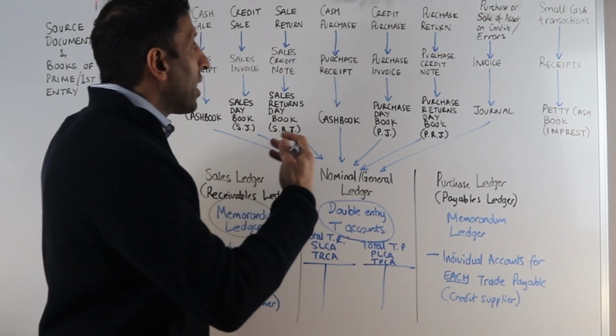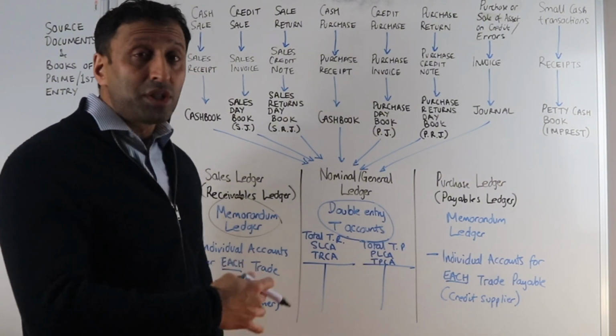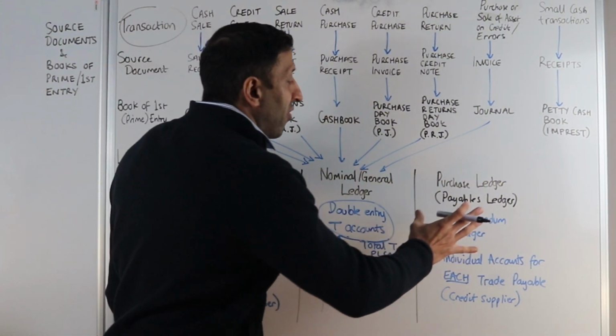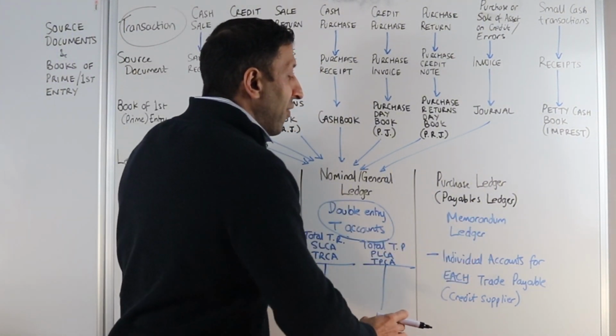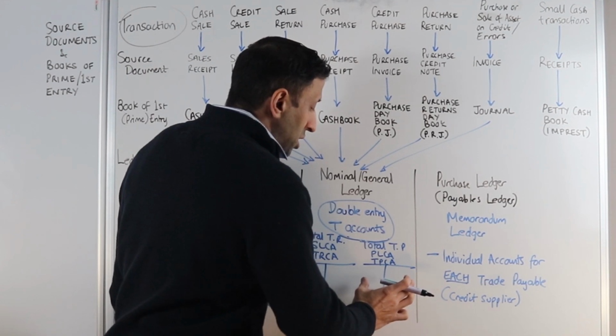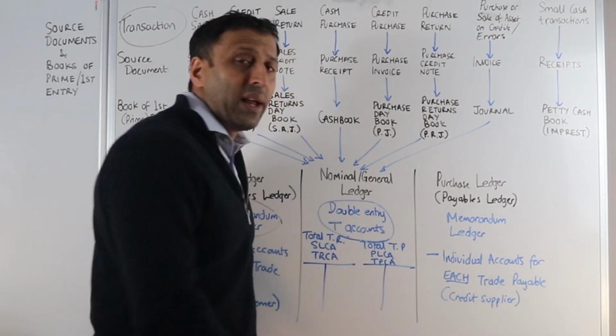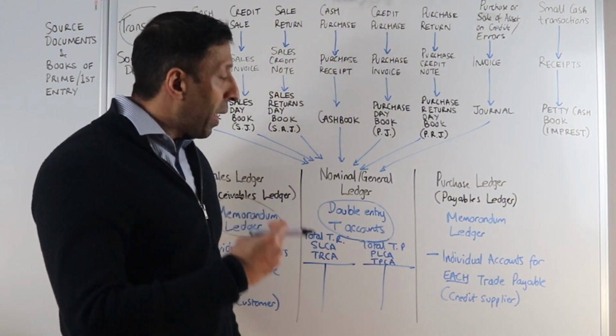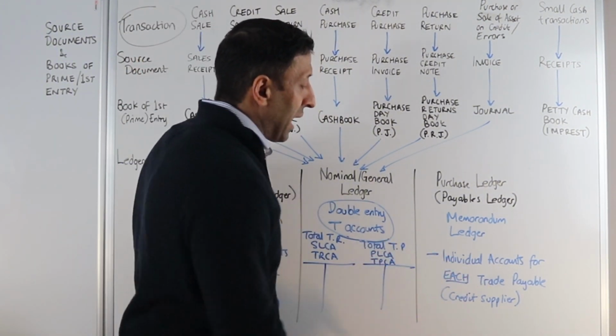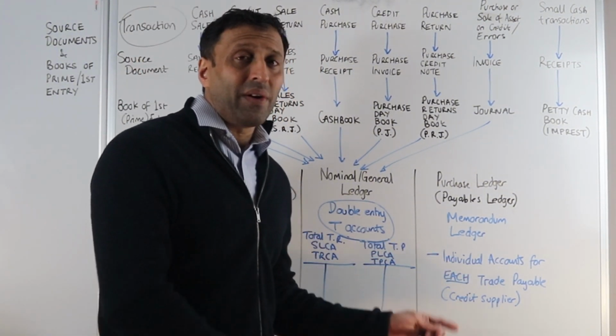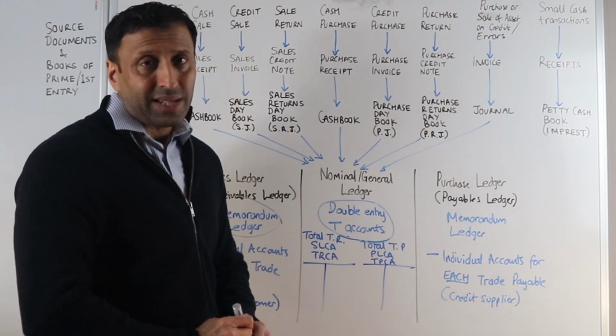And if we make a credit purchase or a purchase return, it will obviously affect the amount that we owe, and therefore it will affect not only the total trade payables account inside the nominal ledger, but also the individual trade payables account, the individual credit supplier's account inside the purchase ledger.